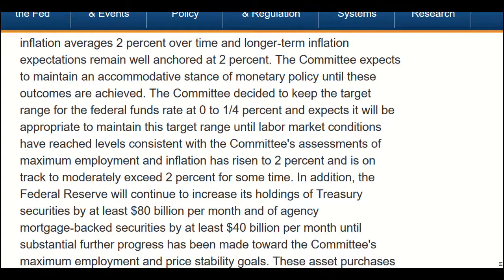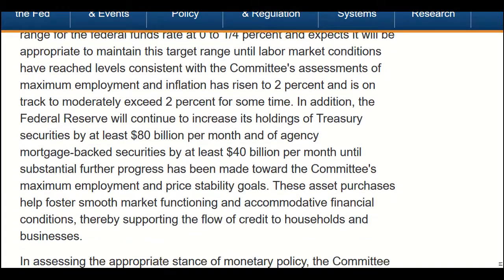In addition, now here's where we want to focus in on this section. It says, in addition, the Federal Reserve will continue to increase its holdings of Treasury securities by at least $80 billion per month and agency mortgage-backed securities by at least $40 billion per month until substantial progress has been made toward the committee's maximum employment and price stability goals. These asset purchases help foster smooth market functioning and accommodative financial conditions, thereby supporting the flow of credit to households and businesses. Okay, so it's telling us targeting $80 billion worth of treasuries.